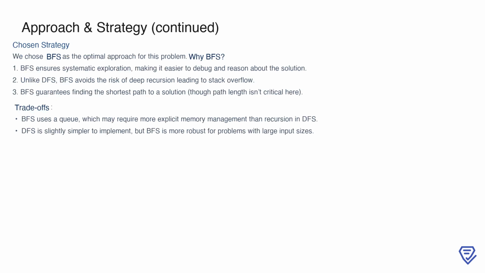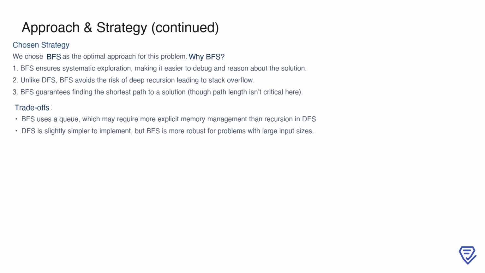For this problem, we chose breadth-first search, or BFS, as the optimal approach. BFS offers several advantages that make it well-suited to this task. First, it ensures systematic exploration, making the solution easier to debug and reason through. Second, unlike DFS, BFS avoids the risk of stack overflow, which can occur with deep recursion on large input arrays. Additionally, BFS guarantees finding the shortest path to a solution, though path length isn't a critical factor here since we only care about reaching A0.